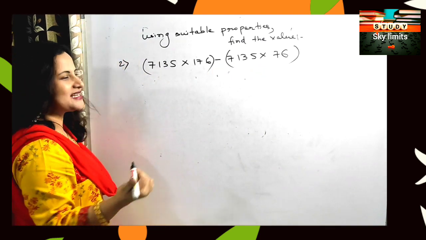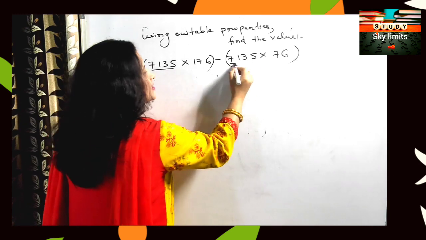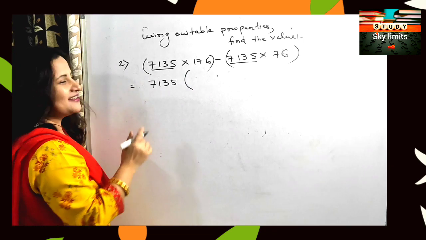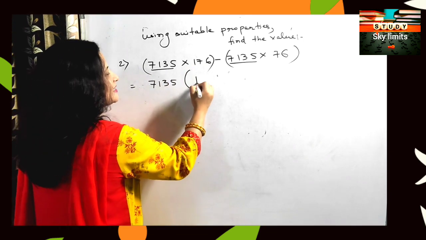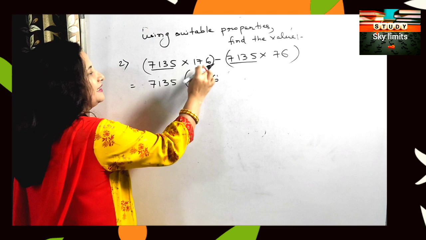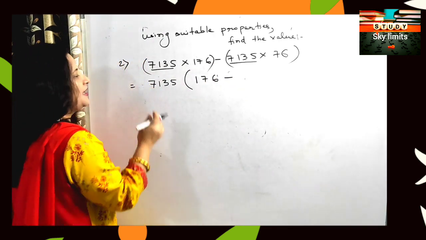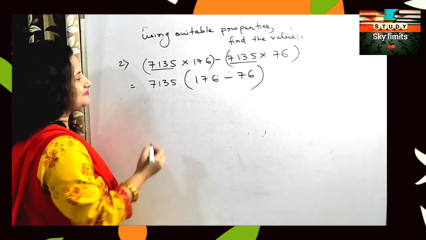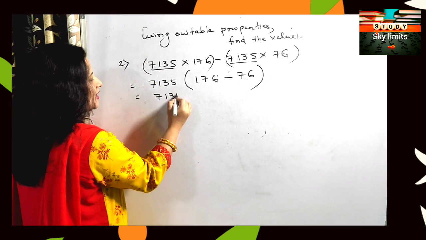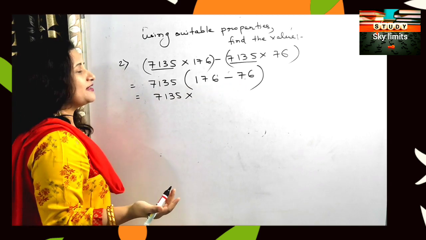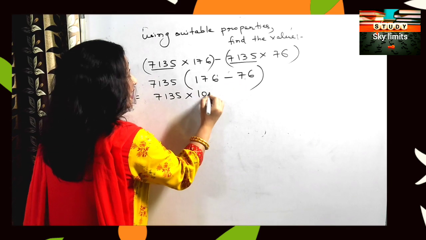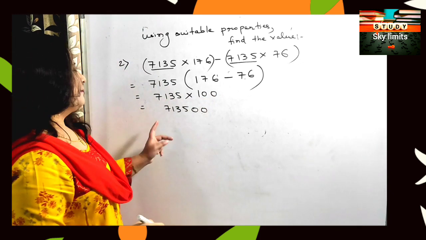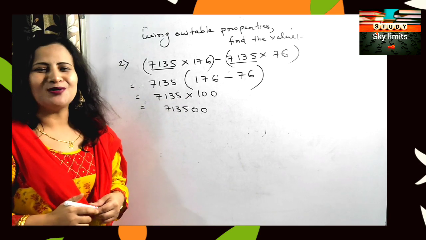Minus sign. So as usual, what you will do first, take the common number. Just write the common number. Then put the bracket. It is first multiplied to 176. Just write down 176 here. Then you have a minus sign. Write down the minus sign. Then it is multiplied to 76. Just write 76. Now 7,135 multiplied to, obviously 176 minus 76 is 100. And so easy to multiply. You see the multiplication process has become so simple by using the distributive property that orally you are able to do it.